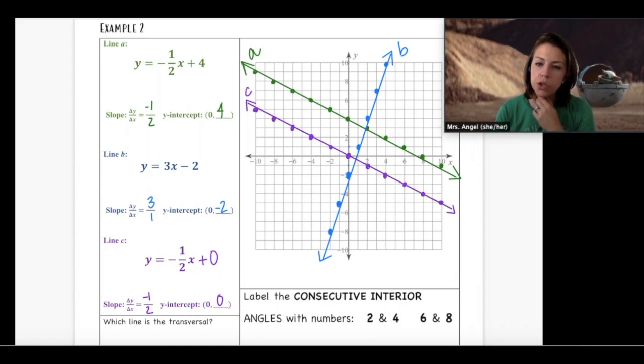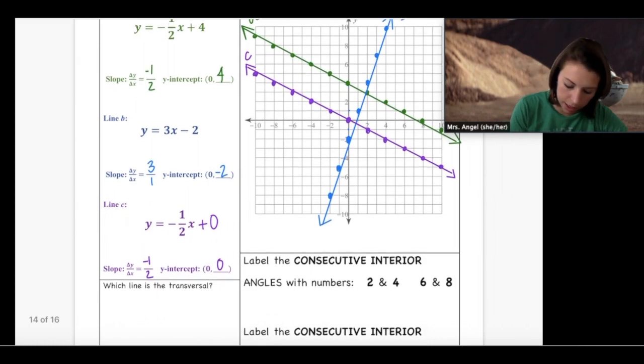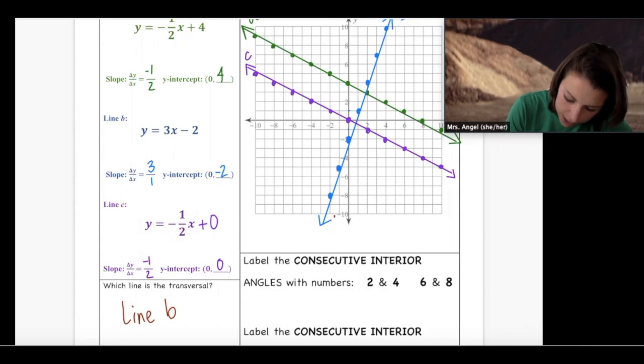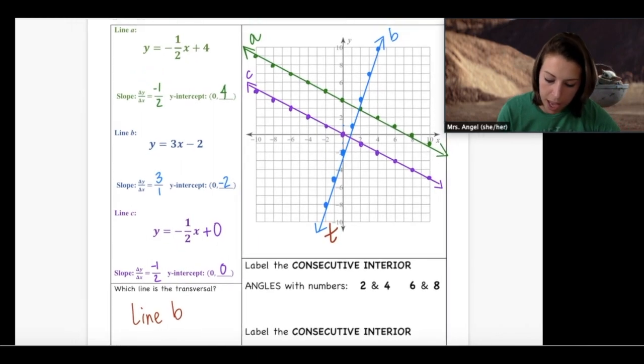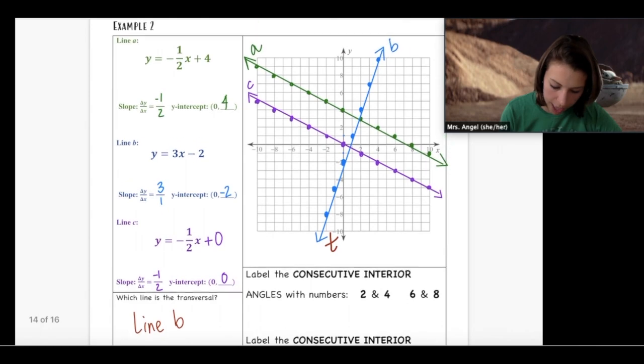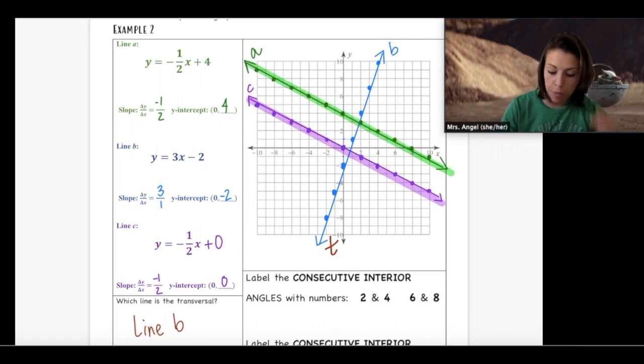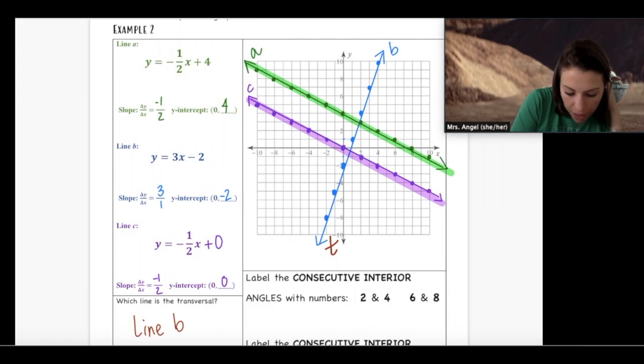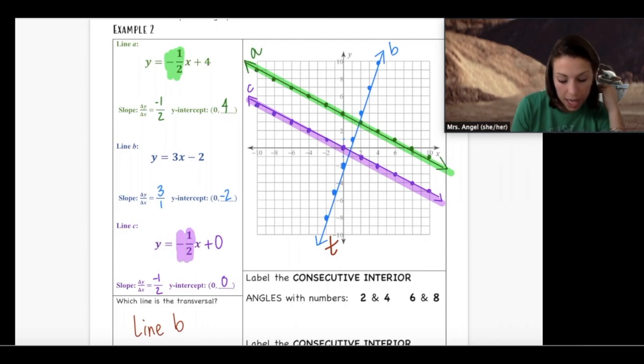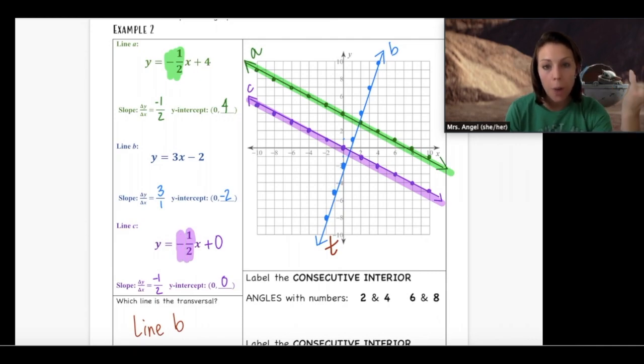Okay, so which line is our transversal? Which of the lines is cutting through the river? That appears to be line B. So we're going to now go ahead and label this T for transversal. And then do we have any parallel lines? Well, let's see. The only 2 lines that have the potential to be parallel are lines A and C. And remember, parallel lines have the same slope. So let's see. The slope of line A is -1/2. And the slope of line C is also -1/2, so these lines are parallel.